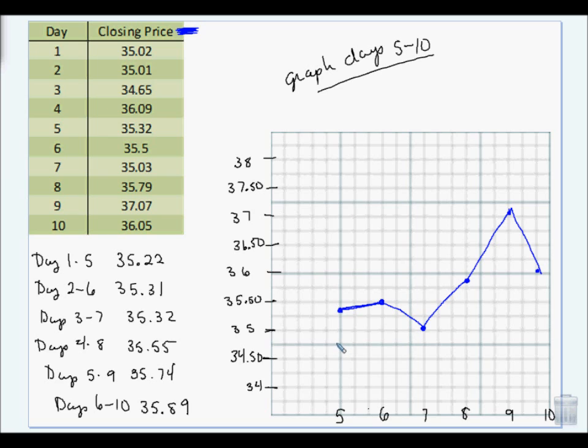Well, for our smoothing averages, what we're doing is day 1 through 5, we graph at the 5. Okay? So this is our value of 5. So it's 35.22, so that's probably here-ish, right? Because this line would be 35.25. This is our day 6. So that's 35.31, which is probably there-ish.